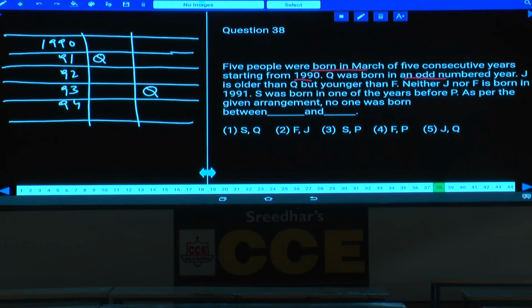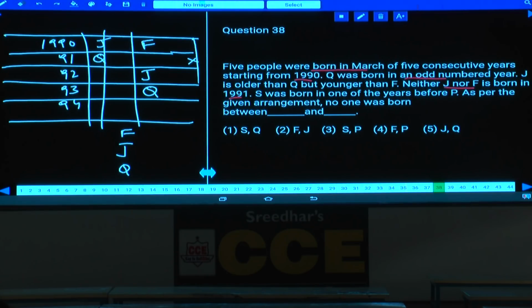J is older than Q but younger than F. Now J is older than Q whereas younger than F is not possible in this case, so this case is completely ruled out. Next one: neither J nor F was born in 1991. Hence J and F cannot be here, hence F must be here, then J will be here. Both these 2 persons must be before this Q, and year 91 is not possible for these 2, so the remaining F and J must be 90 and 92.